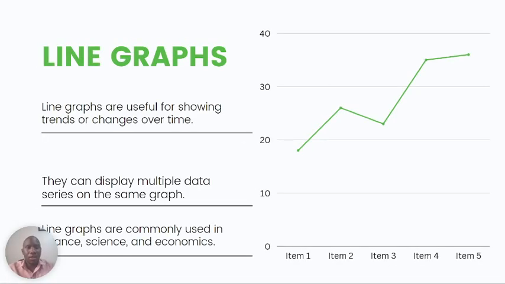So the line graph is very useful if you are monitoring changes over time, what we call trends. For example, if you are monitoring the glucose level of a patient with time, you can use a line graph. It means that you're going to display multiple data series on the same graph. It is very common to use line graphs in different fields, in finance, in science, and also in economics.